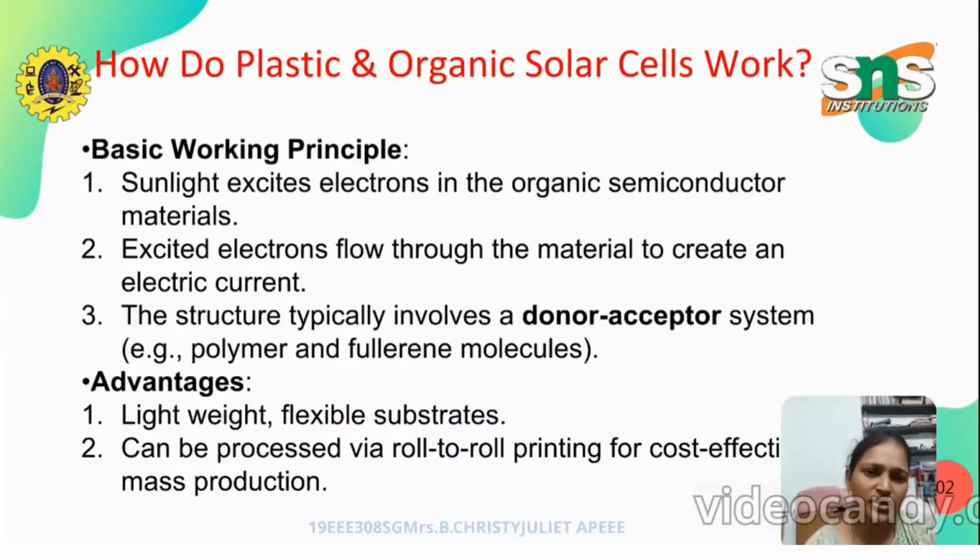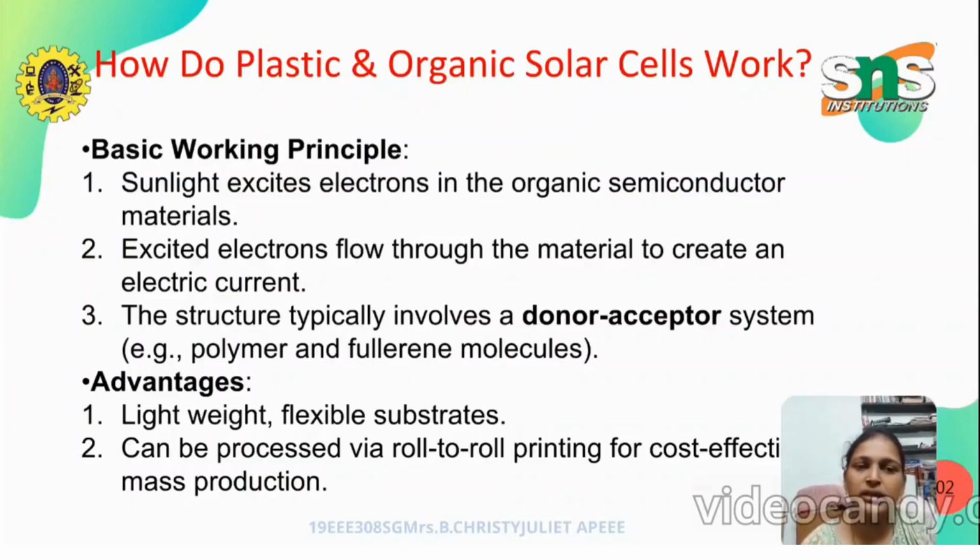And this structure is very similar to a typical donor-acceptor system. That is, we use a polymer and fullerene molecules. The polymer will donate the electrons, and the fullerene molecules will accept them. So it is a typical donor-acceptor system.